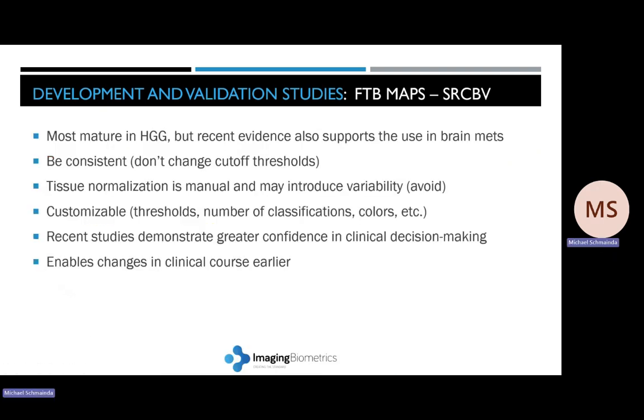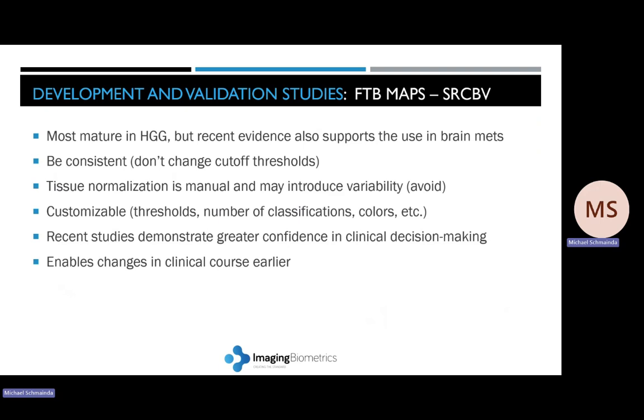So our FTB maps are most mature in high-grade glioma. That is where most of the studies have been conducted, but more recent studies also suggest their utility in brain metastases. Again, we don't dictate which cutoff thresholds to use, but we do recommend that you be consistent with those, simply because our software is quantitative and you can accurately measure changes over time. So changing the thresholds would not make any sense in that case. The tissue normalization techniques are manual and introduce variability, so we recommend avoiding those.